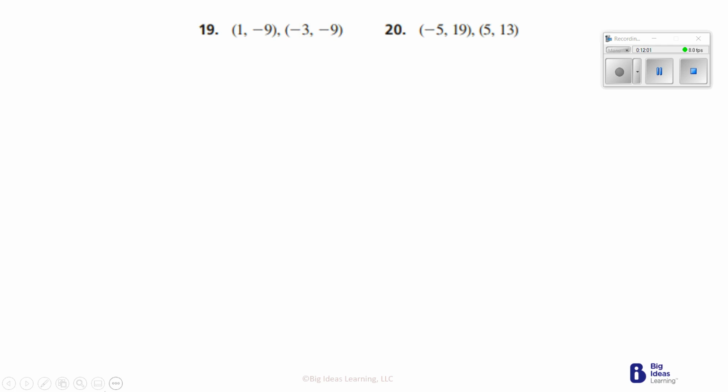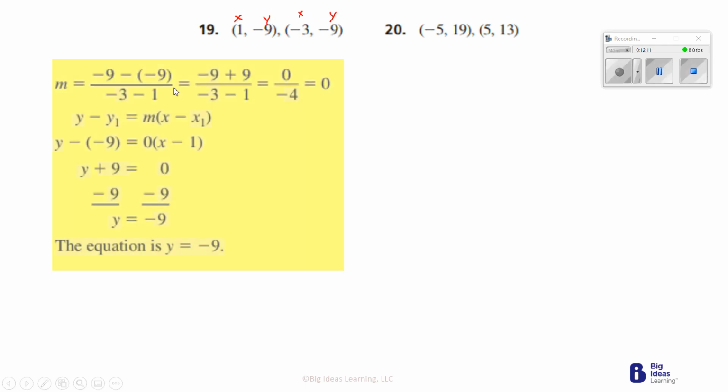Number 19, again, we're plugging in these numbers, right? We remember that this is x, this is y. Looks like this time they decided to take -9 and -9 and -3 and -1. This in the end is going to give us a slope of 0. We'll replace m with 0, okay? We're going to use my y is -9, right? And we're going to replace our x with 1, all right?